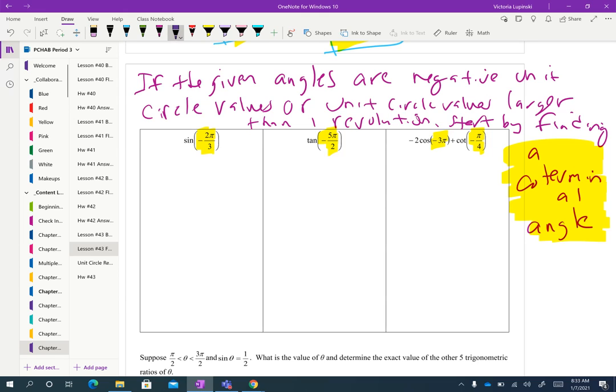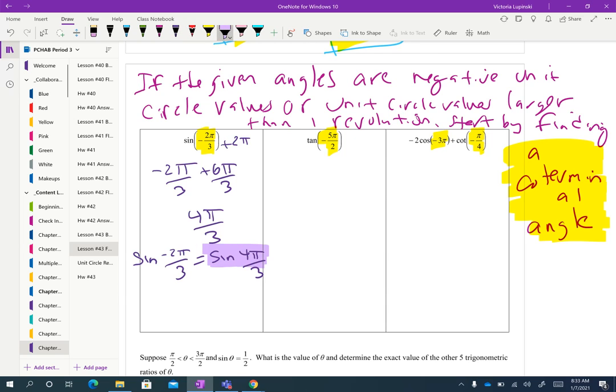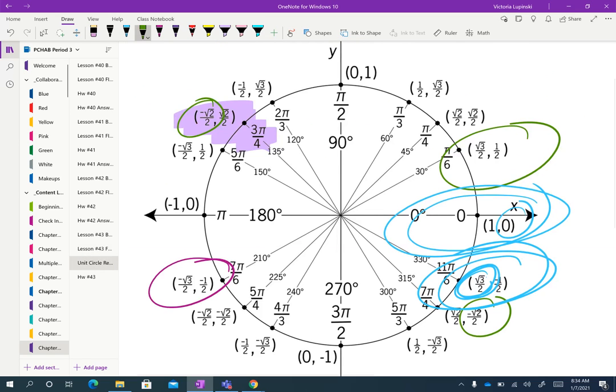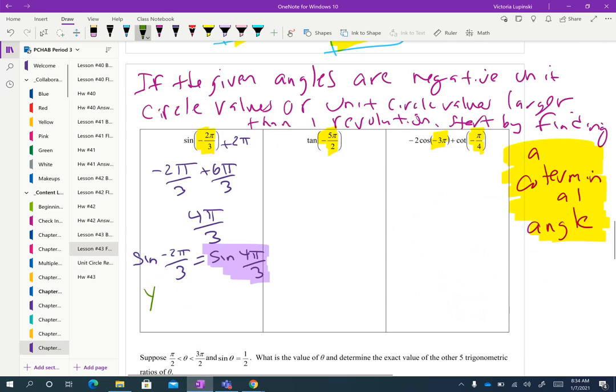So to start by finding a coterminal angle, negative 2 pi over 3, remember to find a coterminal angle in radians, you would be adding 2 pi, but that really means that you're adding 6 pi over 3. That's going to give you a value of 4 pi over 3, which means that the sine of negative 2 pi over 3 is equal to the sine of 4 pi over 3. So I'm going to go ahead and find this value instead. To find the sine of 4 pi over 3, you need a y value, and you need it from 4 pi over 3. So back to my unit circle, 4 pi over 3. I need the y value, which would be negative root 3 over 2.